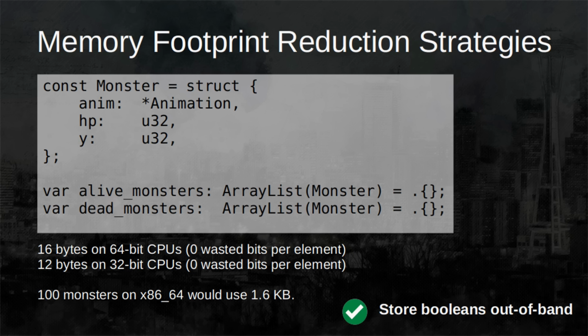So we went from 24 on 64-bit CPUs to 16, right? And if we do the other trick that I just mentioned and go to indexes, we're down to 12. So here we go. This is another trick. We went half, right? We were at 24. Now we're down to 12. Instead of taking up 2.4 kilobytes for 100 monsters, we're taking up 1.2 for 100 monsters.